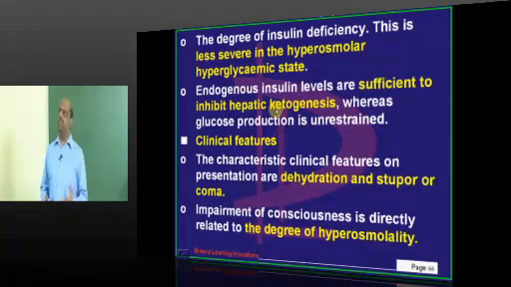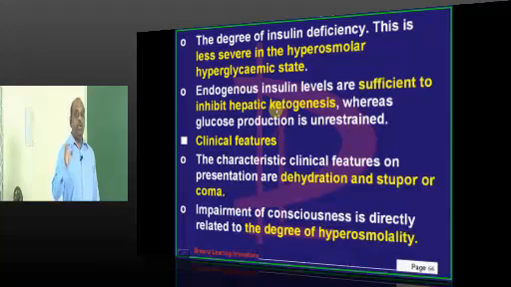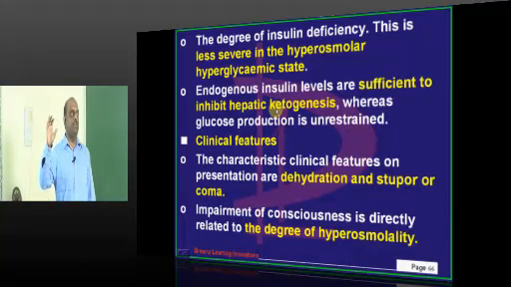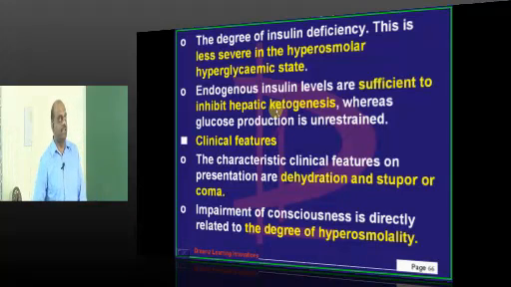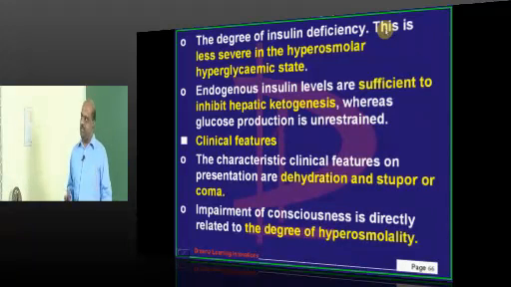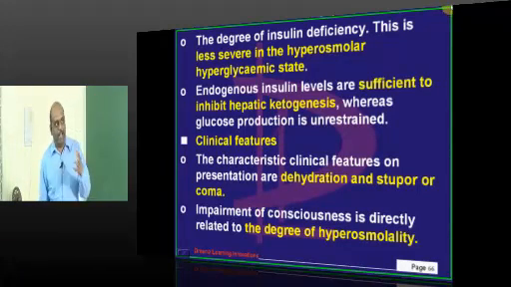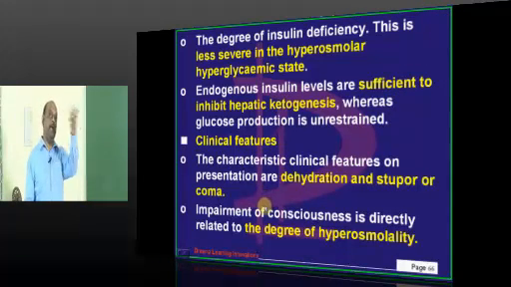And the amount of insulin deficiency: in diabetic ketoacidosis, there is a lot of insulin deficiency. That is not the case in the hyperosmolar hyperglycemic state. Generally, endogenous insulin production in a patient with hyperosmolar hyperglycemic state is sufficient to prevent the development of ketogenesis, in spite of hyperglycemia.